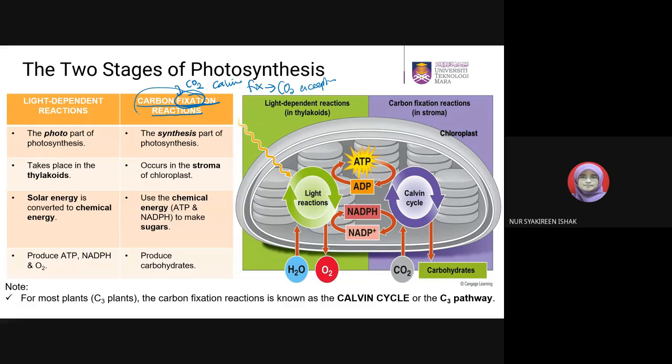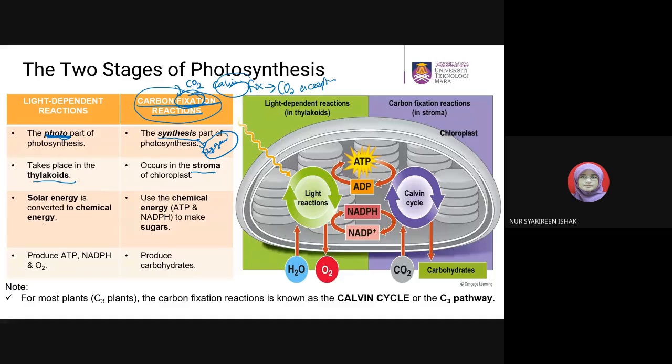The most common one is the Calvin cycle. So the light dependent reaction is the photo part of photosynthesis. Why photo? This is the stage where light energy is absorbed by chlorophyll. Carbon fixation is the synthesis part of photosynthesis. Why synthesis? It is to synthesize sugar. The Calvin cycle produces sugar. Light dependent takes place in the thylakoids, while carbon fixation occurs in the stroma of chloroplasts.